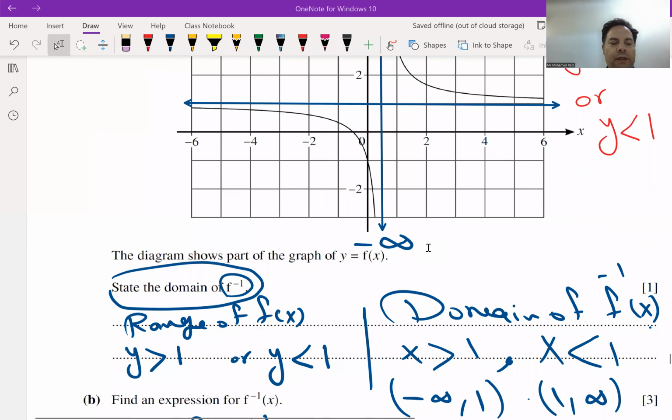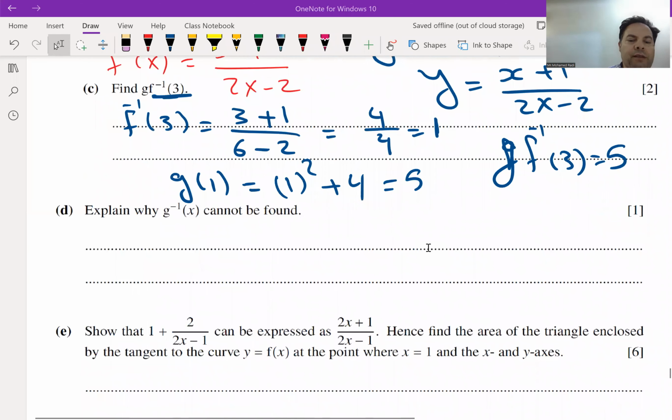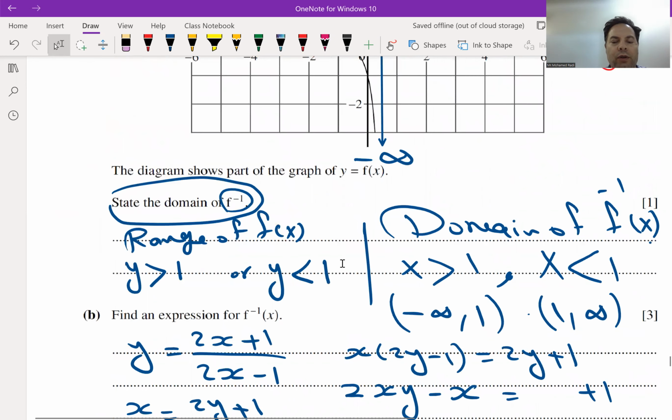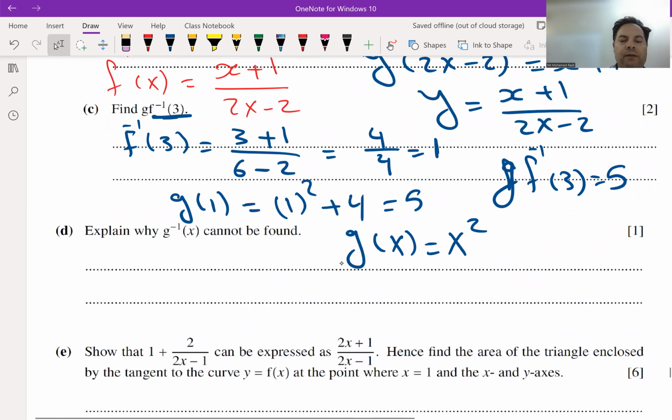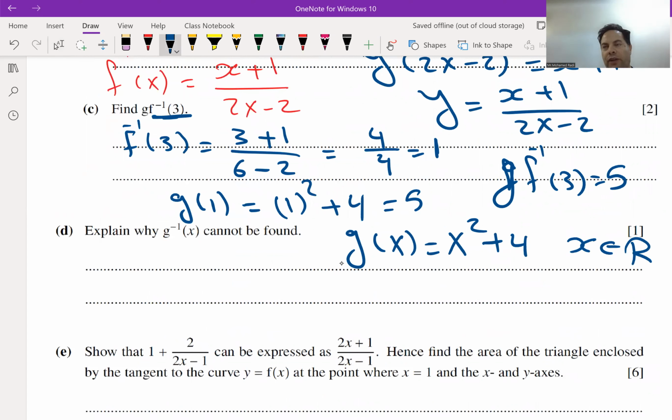g of x is equal to x squared plus 4, where x belongs to R. This is the real numbers for the quadratic function. For any quadratic function, the domain is the real numbers. If we try to sketch this curve, it has a vertex at 0 and 4.